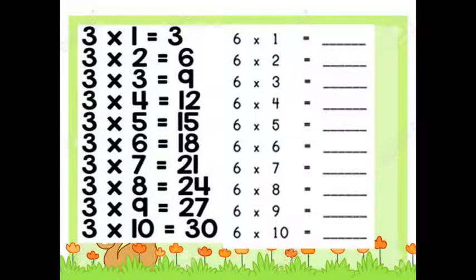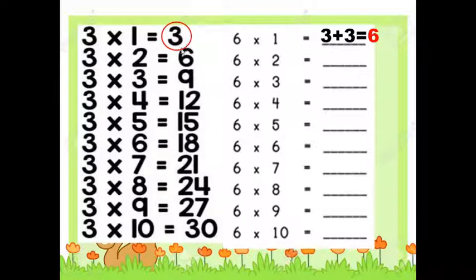So let's start with the first multiplication fact of 6. 6 times 1. Okay, look at the multiplication table of 3. 3 times 1 equals 3. So the answer there is 3. We need to double the number to get the answer. 3 plus 3. Very good. That is 6. So it means that 6 times 1 equals 6.